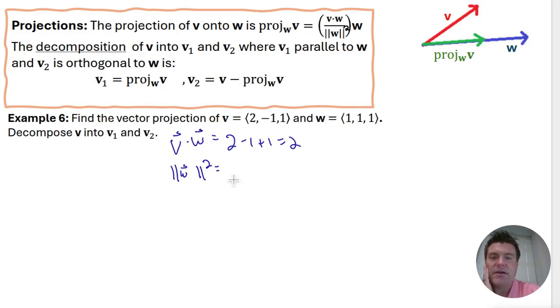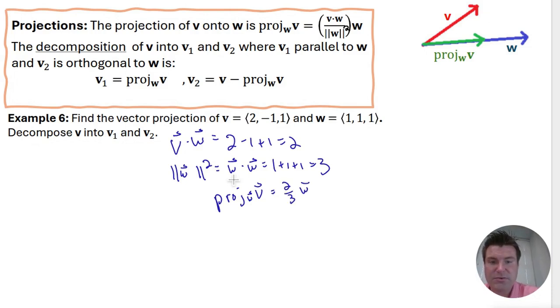Length squared here is going to be really just W dot W, which is 1 plus 1 plus 1, which is going to be 3. So our projection of V onto W is going to equal 2/3 of whatever W is, which is 2/3 of (1, 1, 1). So this projection is going to be (2/3, 2/3, 2/3).